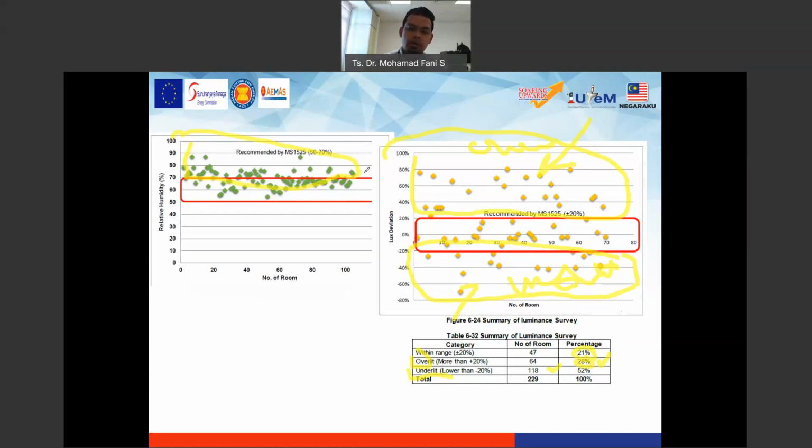So when we come out with the suggestion for the ECM, for example, to retrofit for the LED, make sure this LED will produce good illuminance, with a lux level over the standard one, to fulfill the requirement of MS 1525, and then to put this lux level within the range of the lux deviation.